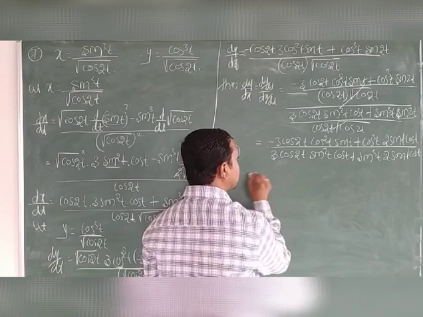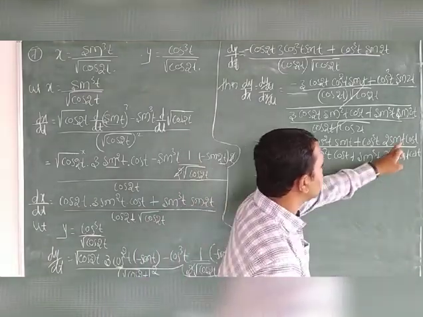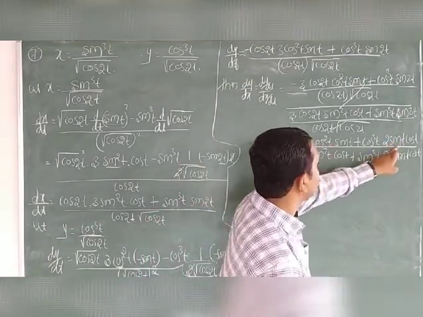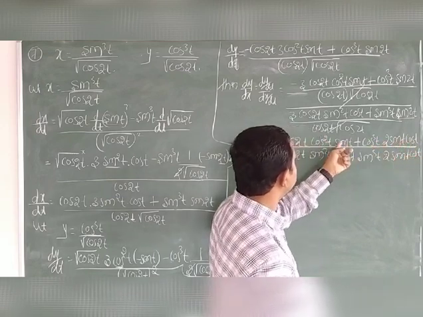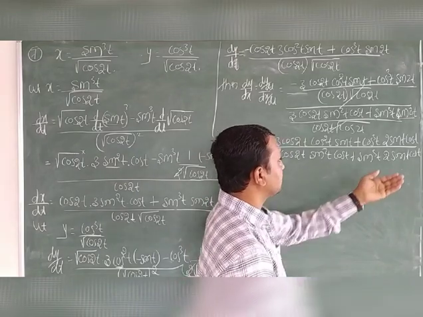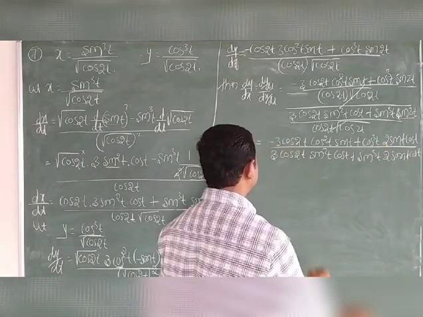That is equal to, in the numerator term what is the common? Here sin t is there. Here also sin t cos t. Here also sin t cos t is there. So we can take sin t cos t as a common term. Okay?